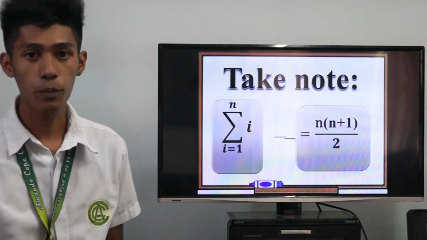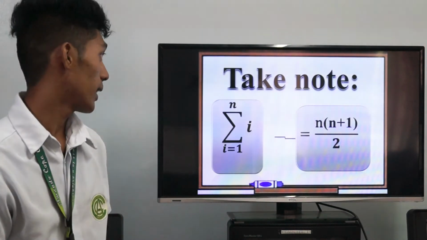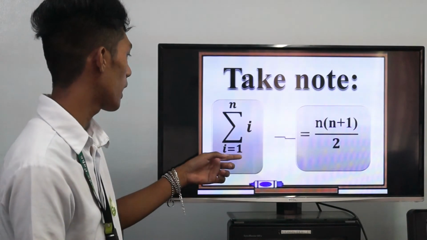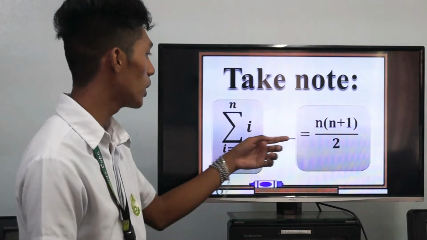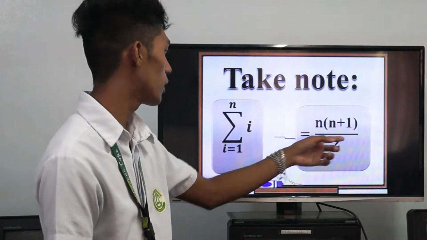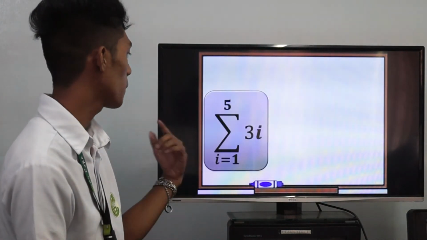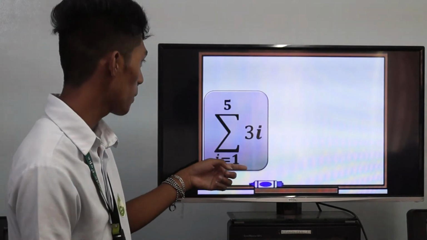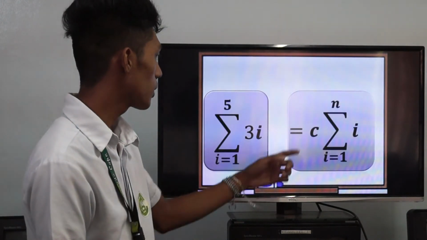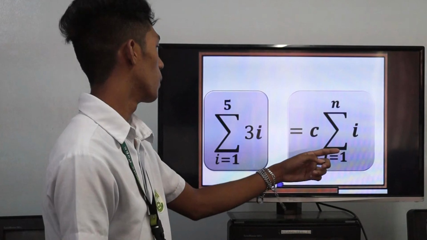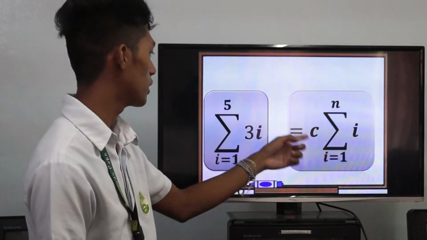Let's take this as an example, but before that, let's keep this in mind: the summation of i, where i runs from 1 to n, is equal to n times the quantity n plus 1, all over 2. For example, the summation of 3i, where i runs from 1 to 5, is equal to the summation of i, where i runs from 1 to n, times the constant.